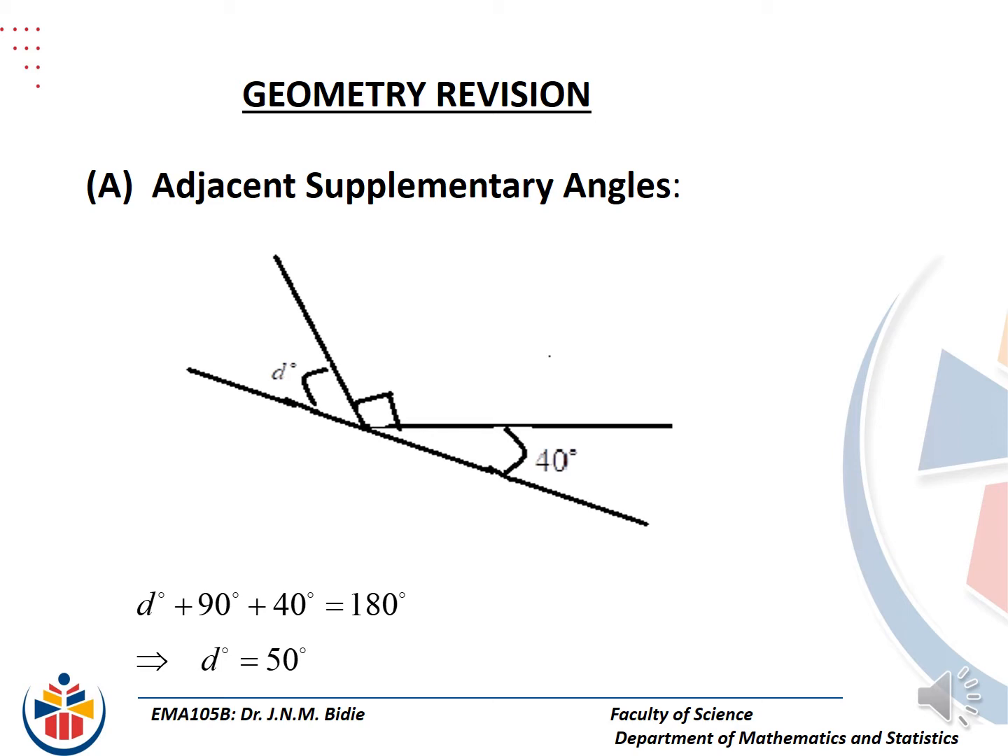and in order for us to do that, we have to remember that that whole angle is 180 degrees. Angles on a straight line are supplementary. So therefore D and the 90-degree angle and 40 degrees are equal to 180 degrees. Therefore D is equal to 50 degrees.